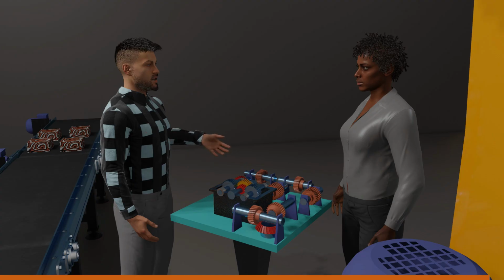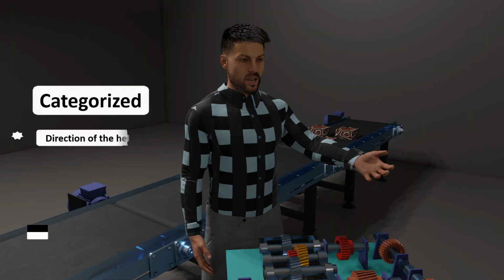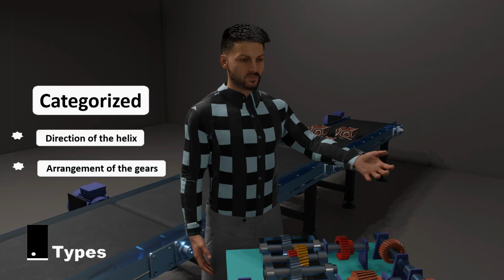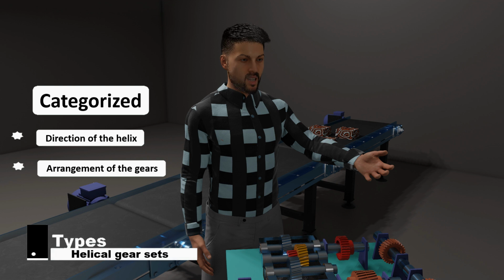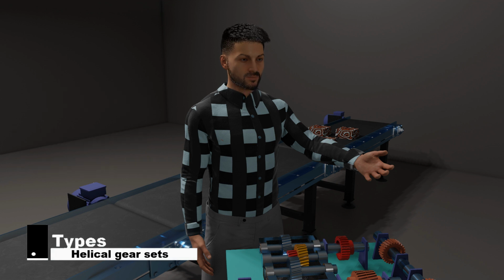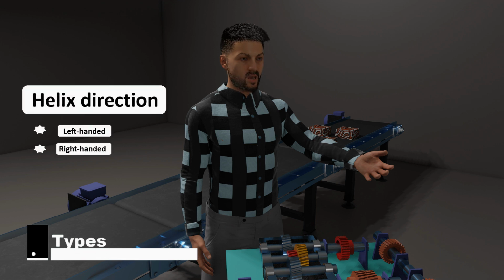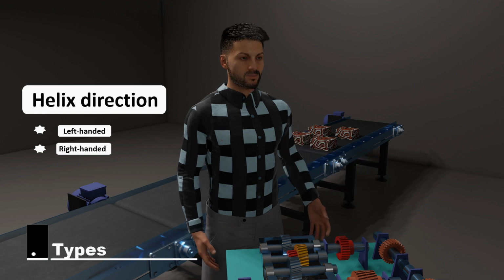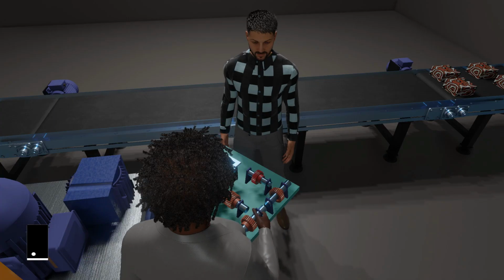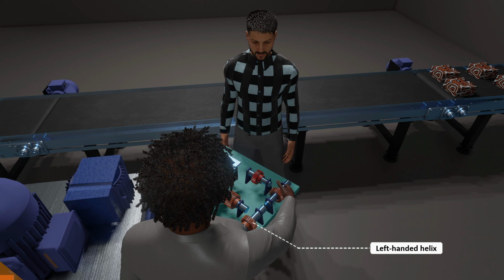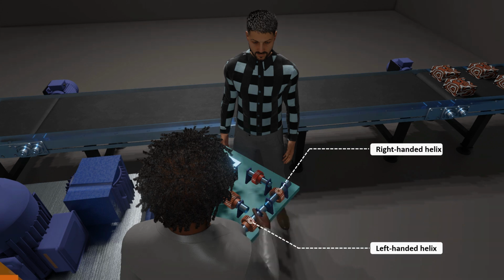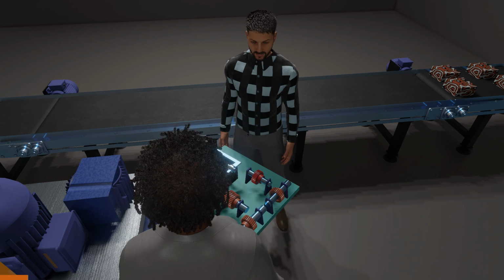And it is on that note that helical gear sets are categorized into different types, which are based on the direction of the helix and the arrangement of the gears. In terms of the direction of helix, they are classified into two, which are left-handed teeth gears and right-handed teeth gears. One of the things worth noting is that in a left-handed configuration or in a right-handed configuration, the teeth of the driven gear must be angled in opposite directions for compatibility purposes.